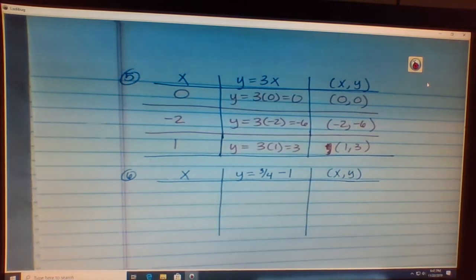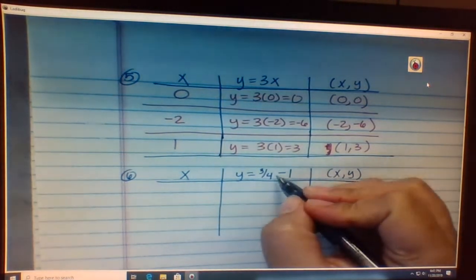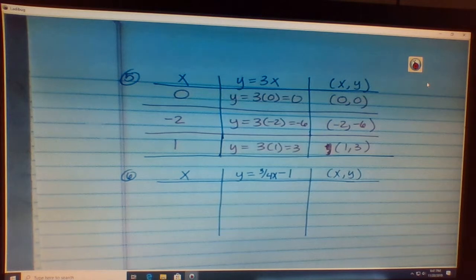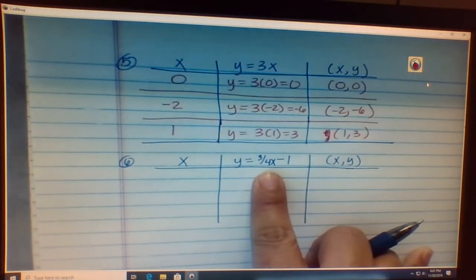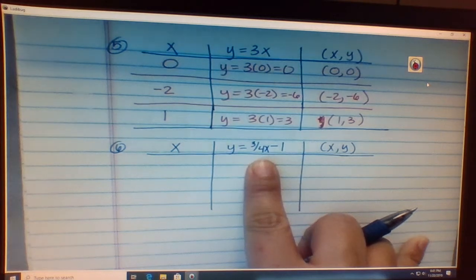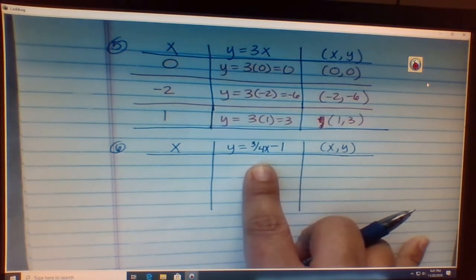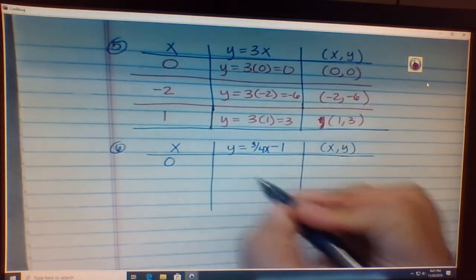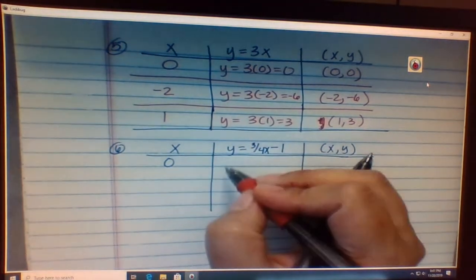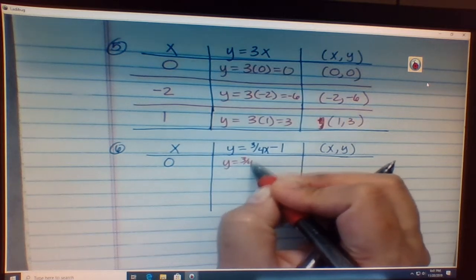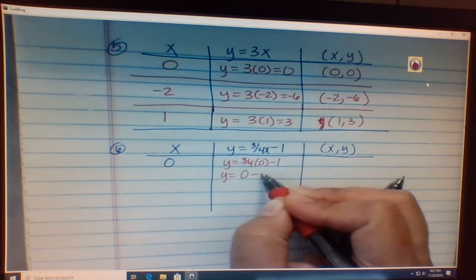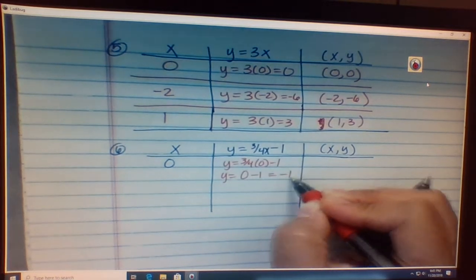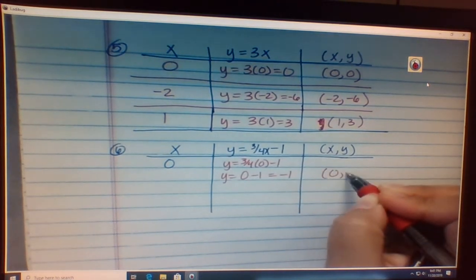Now, for sure, you need to try, and there should be an X here. It's a 3/4 X minus 1. For sure, you let X be 0, especially when you have those fractions, because that's going to give you an easy one. So y equals 3/4 times 0 minus 1. Y equals 0 minus 1, which is a -1. So there's 1 point. 0, -1.